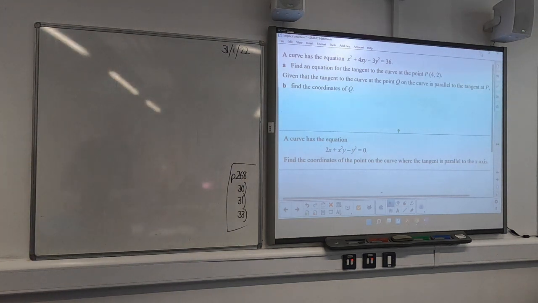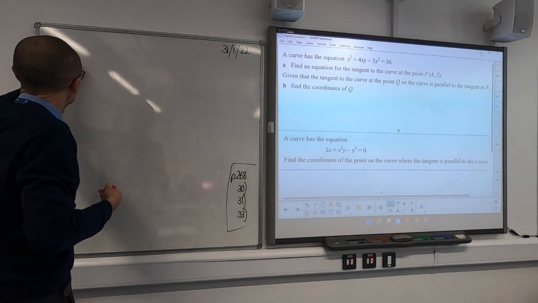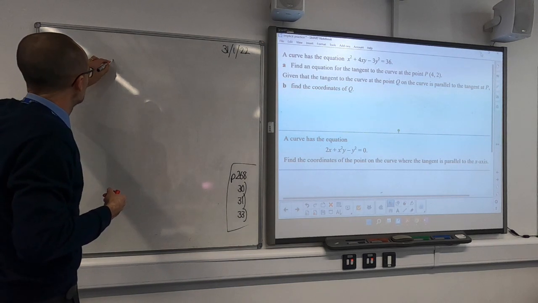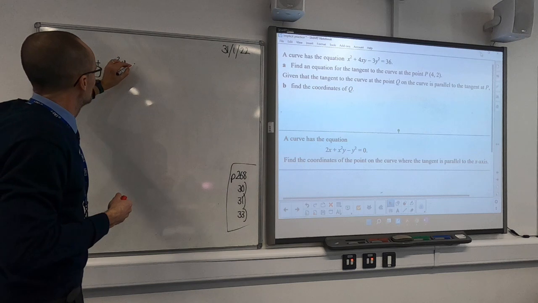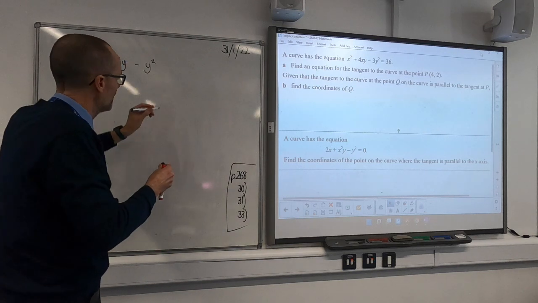This one has another product mixed in, so I've got to use the product rule to differentiate x squared y. It's not complicated, but you just need to spot it.